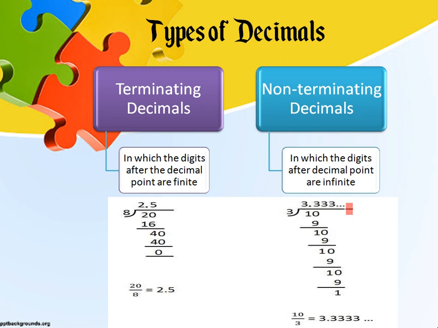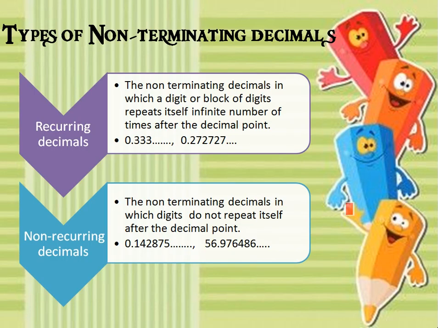Now, non-terminating decimals are again divided into two more categories, that are recurring decimals and non-recurring decimals. Recurring means to occur again and again. The non-terminating decimals in which a digit or block of digits, I can have one digit or a block of digits, repeats itself an infinite number of times, because we are getting an infinite number of digits in the decimal part after the decimal point. So we can say that recurring decimals are the decimals in which we are getting one digit or block of digits again and again in the decimal part.